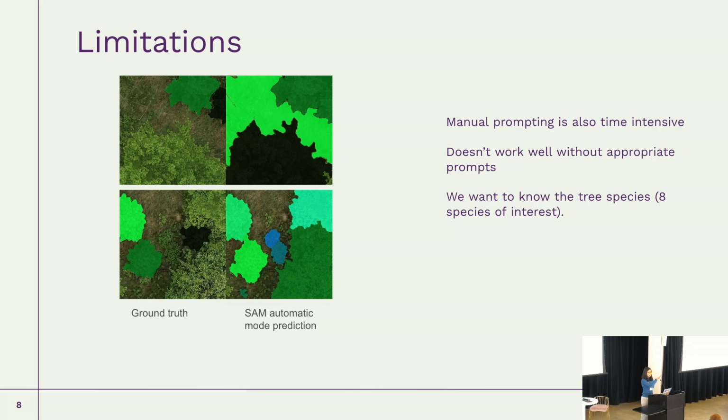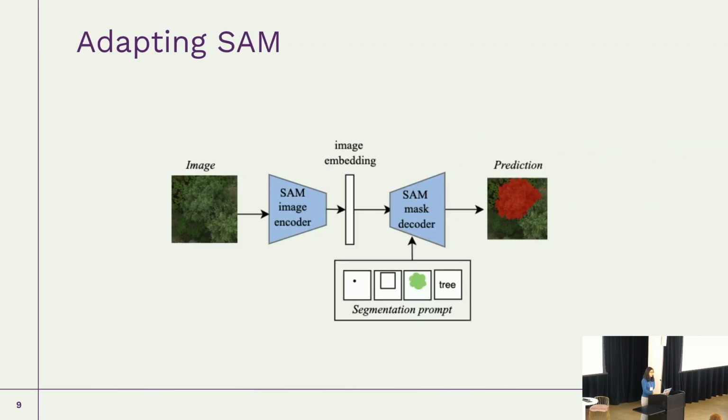So we thought, okay, this doesn't really work well without appropriate prompts, and on top of the fact that we're interested in having good segmentation, we also care about knowing the tree species. So we thought, okay, this Segment Anything model has been trained on so many images. There might be some ways that we can still leverage some of the knowledge that has been learned by the model for our specific task.